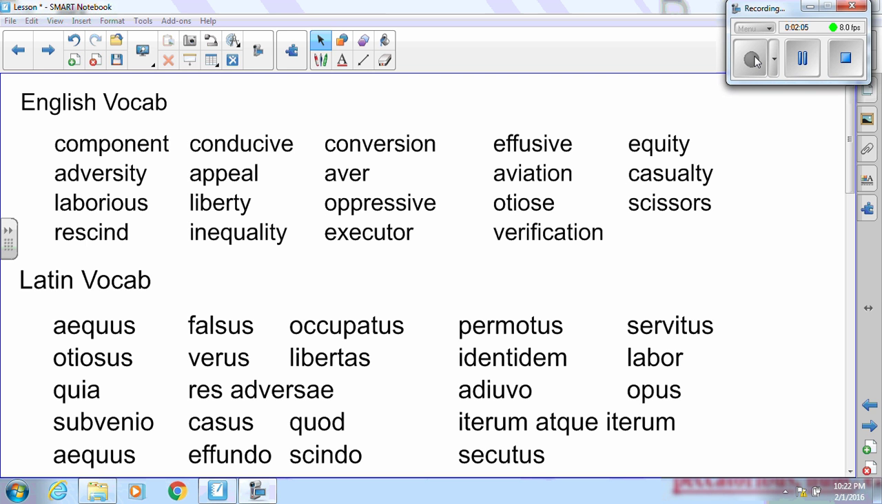Next we have laborious. That is something that requires hard work. Liberty is, of course, freedom. Oppressive is something that is harsh, crushes your spirit, crushes you emotionally. Otiose is useless or futile. Scissors, well, if you don't know what scissors are, those are things that you cut your paper with.